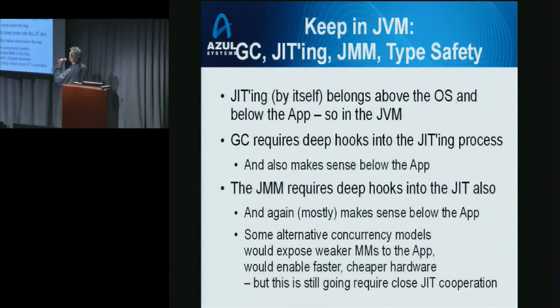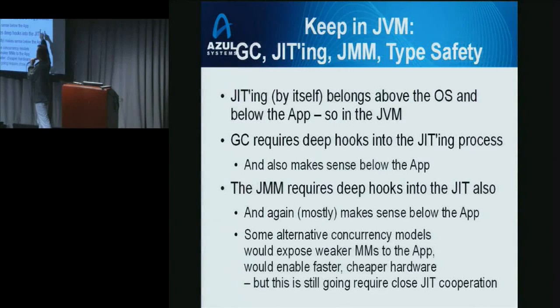Things to keep in the JVM. So GC, JITing, and the Java memory model all sort of co-intertwine in an intricate way. The JIT by itself really needs to be below the app unless you want to be in the business of doing x86 code generation. But it definitely belongs above the OS, and it's been above the OS for the past 50 years. So it works well there as a standalone separate process like GCC. So keep it in between, and that puts it in the JVM.